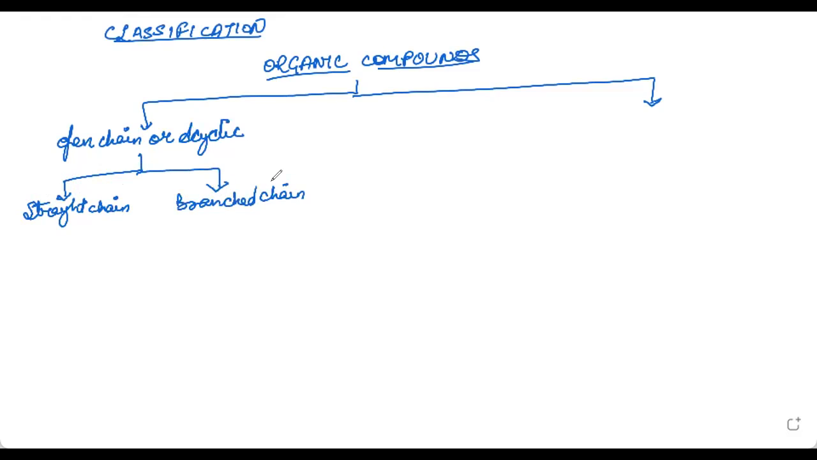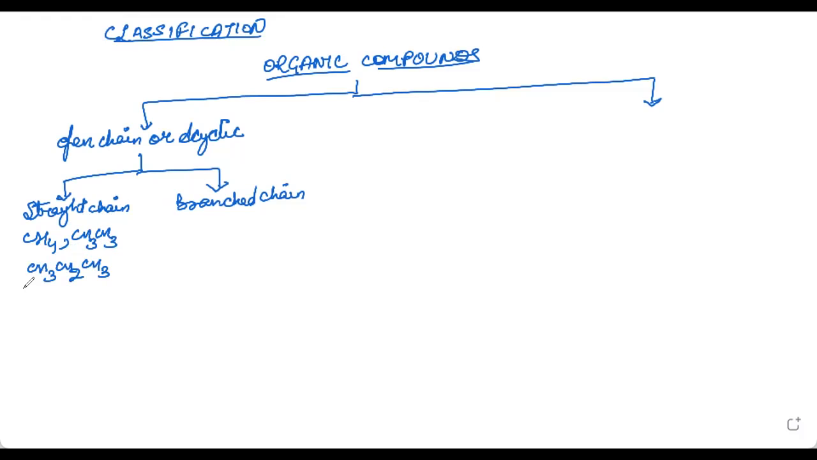So if the chain is straight, there is no branching, it is a straight chain organic compound, like CH4. It is having only one carbon, so branching cannot occur. When it is a two carbon compound, ethane, even in this case no branching can occur. In propane, there cannot be any branching. So up to 3 carbon atoms, branching cannot occur. When we have 4 or more carbon atoms in the open chain organic compounds, then there can be branching.